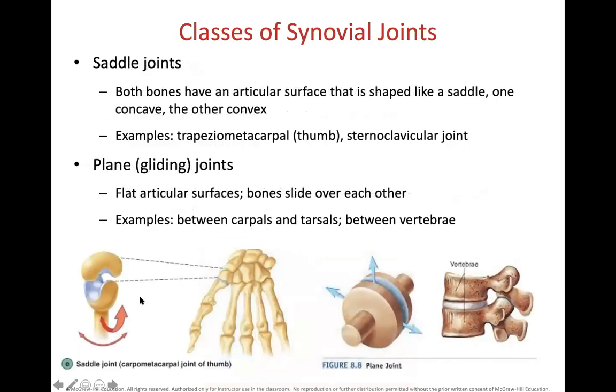Saddle joints are next. They sound like what they are. They're basically two saddles that fit together. So one saddle is going to be convex and one saddle is going to be concave. So the concave and the convex pieces meet together to fit together for the joint.